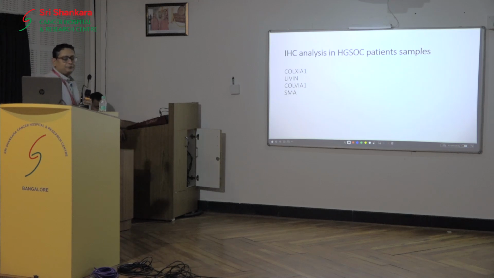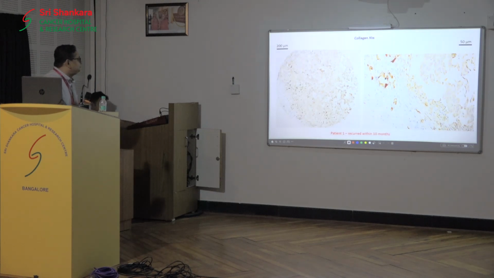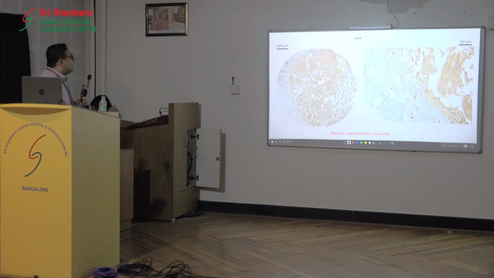And we ran them through IHC. This is collagen 11 expression. What we find is that collagen 11 is mostly expressed in the tumor cells. In the literature, collagen is generally secreted only by fibroblasts, but here we found it mainly expressed in tumor cells. This patient recurred within 10 months. Then we looked at livin expression.